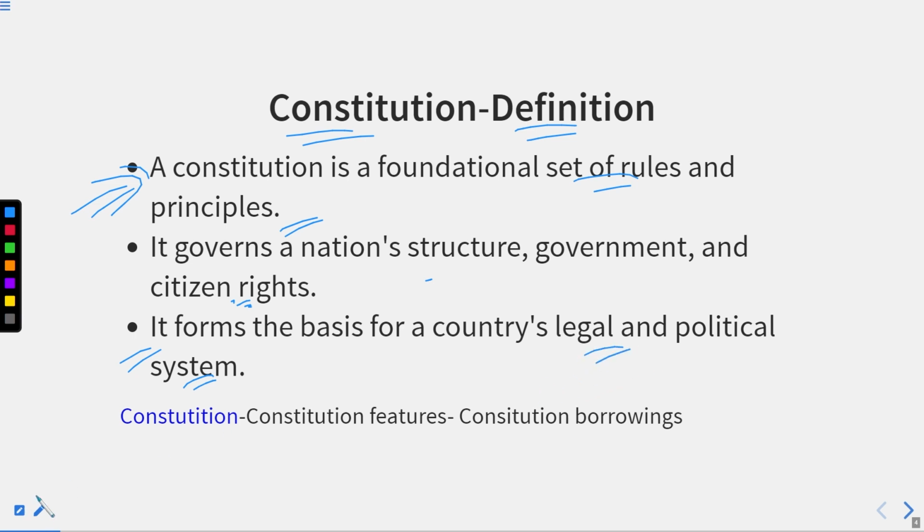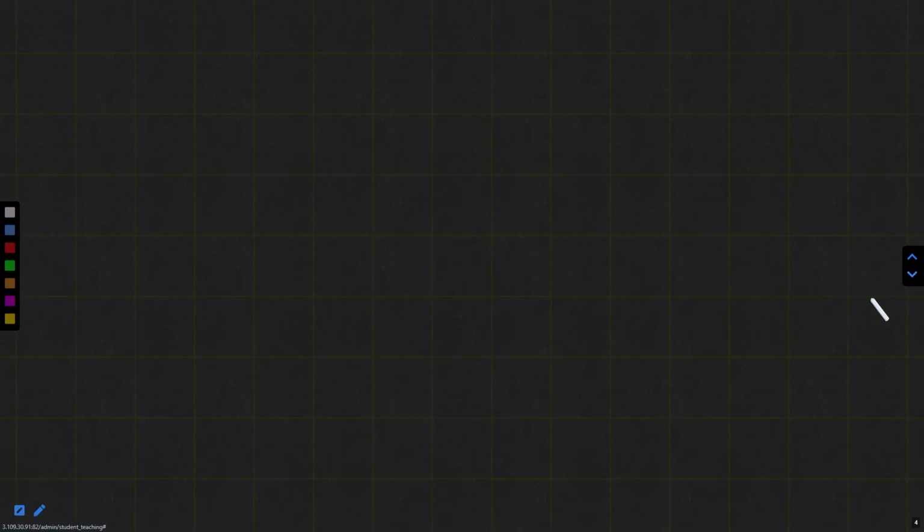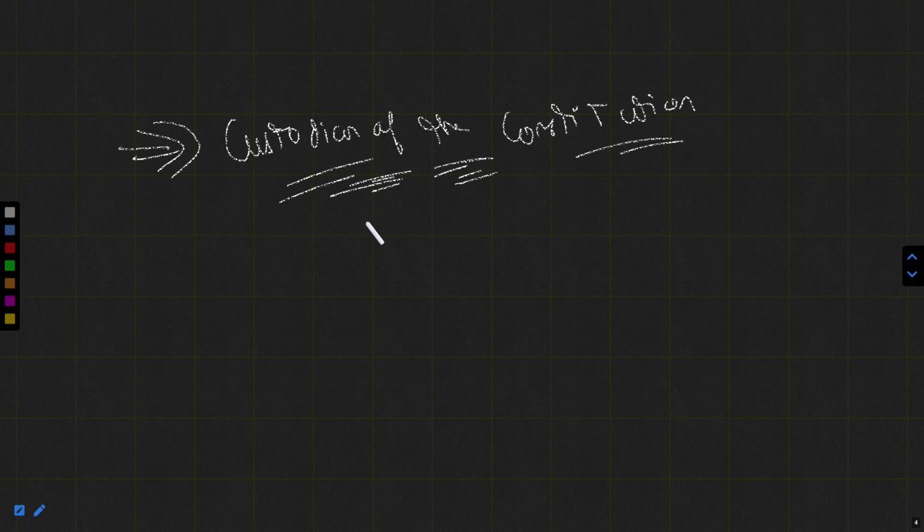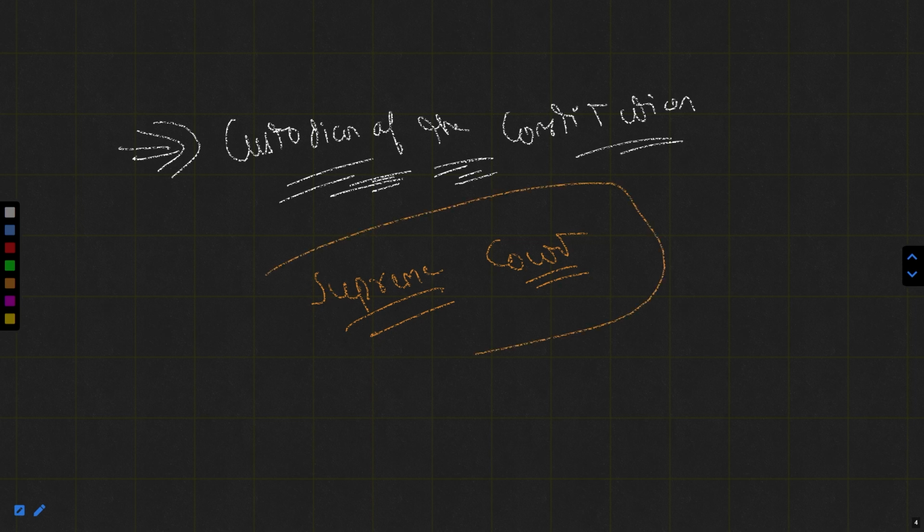Remember, I had told you, or if I've never told you, then I'm telling you right now. The custodian of the constitution. Who is the custodian of the constitution in India? So the answer is Supreme Court. Please keep this in your mind. Supreme Court is basically the custodian of the constitution.